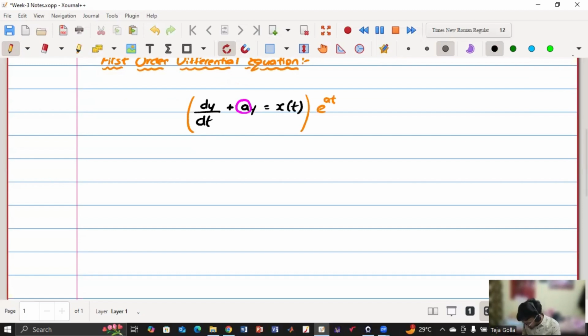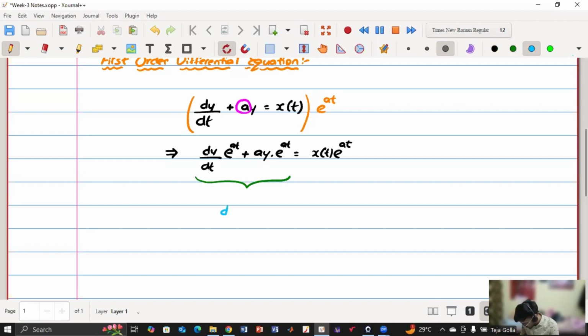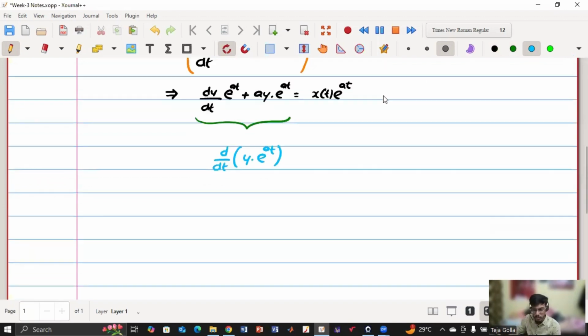So let us write the expression: dy by dt into e to the power at plus ay into e to the power at is equal to x of t into e to the power at. Now this left hand side can be simplified to d by dt of y into e to the power at. If you expand this, you will get the above expression. That's why we are multiplying by e to the power at. So now this is equal to x of t into e to the power at.